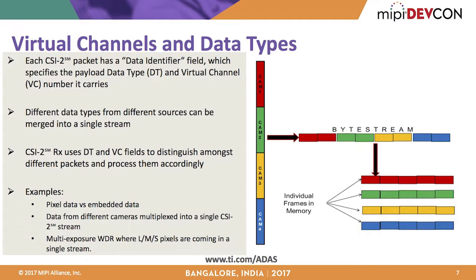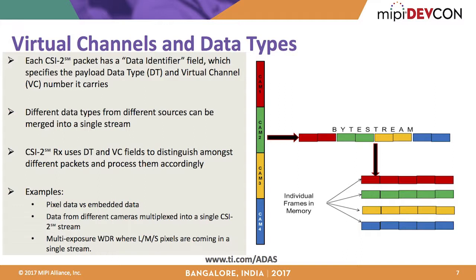So virtual channel is an ID defined in the CSI2 packet format. The CSI2 packet header has 2 bits for virtual channel and 3 bits for data type, which means there are 4 VCs and 8 data types allowed, which gives you up to 32. There are some reserved values, so about 25 or 26 different combinations.